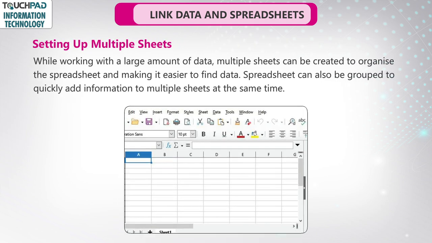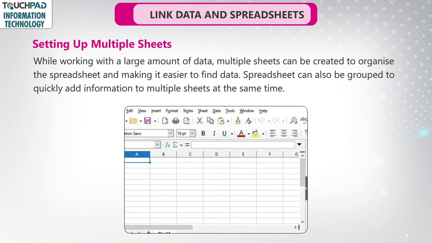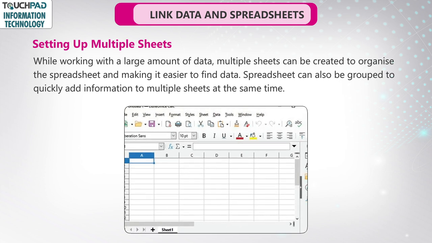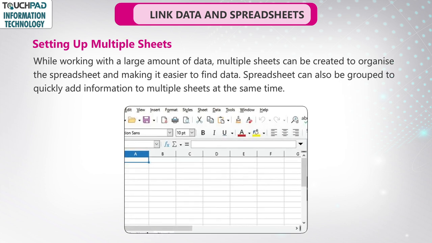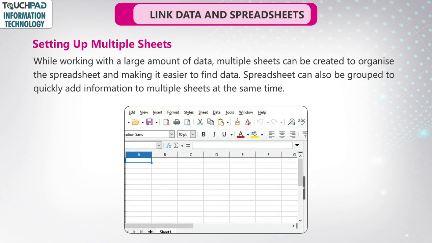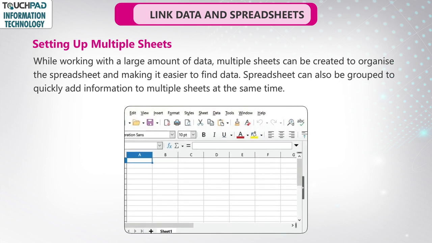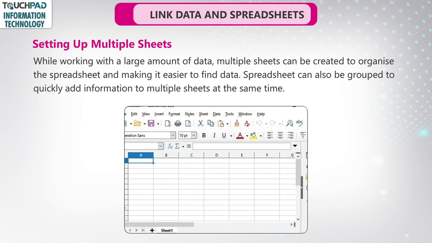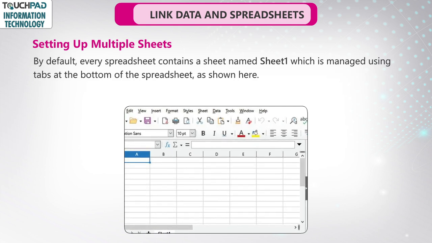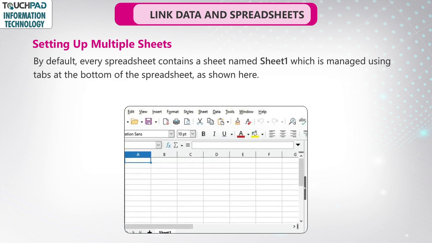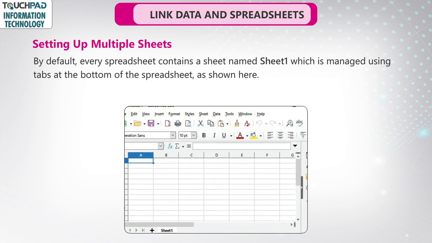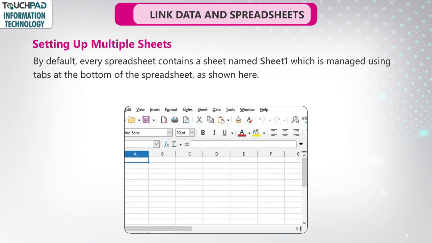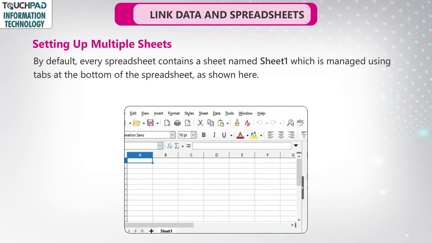Setting up multiple sheets. While working with a large amount of data, multiple sheets can be created to organize the spreadsheet and make it easier to find data. Spreadsheets can also be grouped to quickly add information to multiple sheets at the same time. By default, every spreadsheet contains a sheet named Sheet 1, which is managed using tabs at the bottom of the spreadsheet, as shown here.